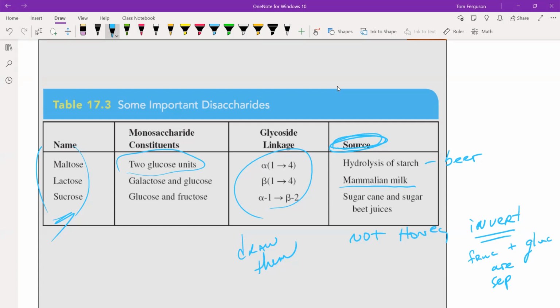Okay. The three monosaccharides you need to know are these three here.